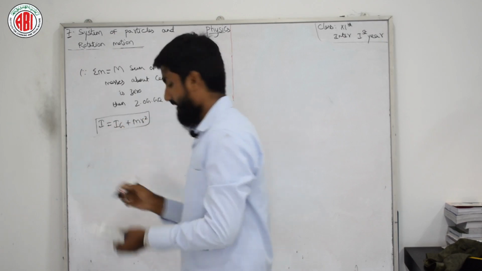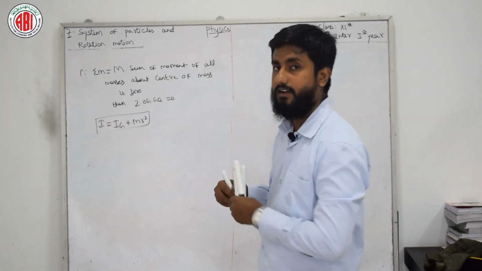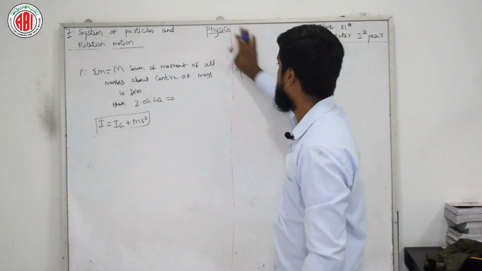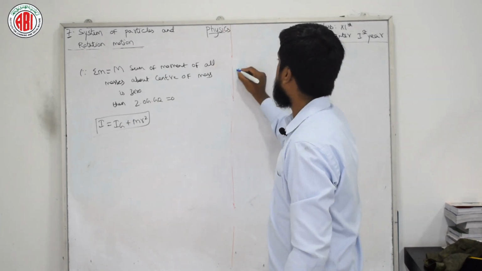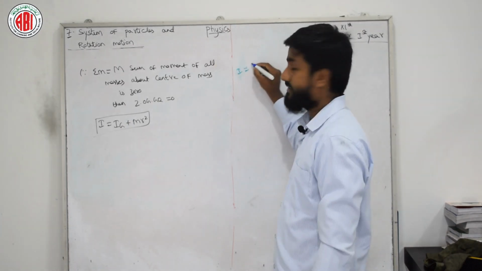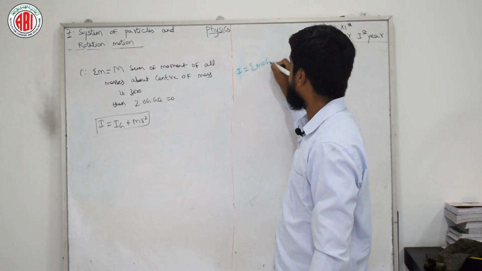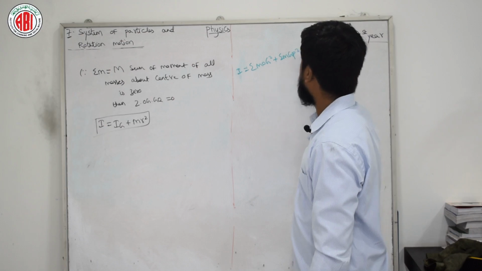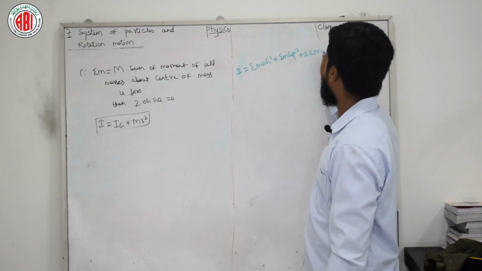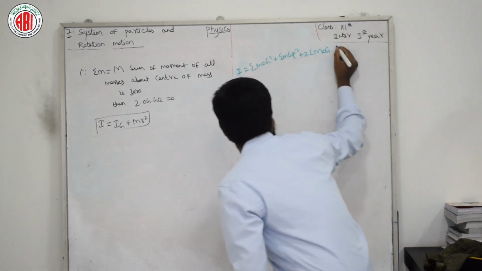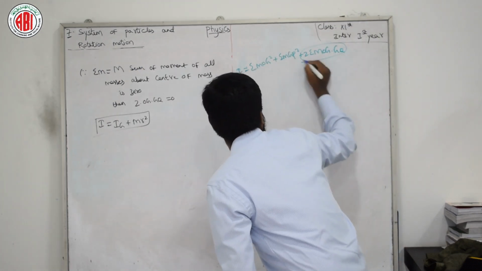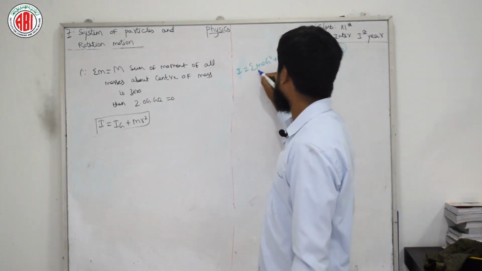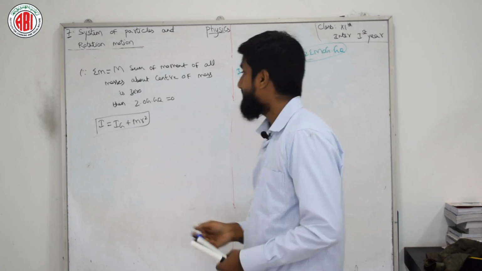Our last term, I want to write once again here, like our last term was OP square, not OP. Yes, our last term is nothing but I is equals to sigma m OG square plus sigma m GP square plus 2 sigma m OG dot GQ, isn't it? This term completely becomes 0. So we remain with I is equals to sigma m OG square plus sigma m GP square.